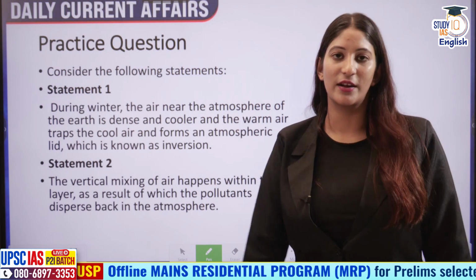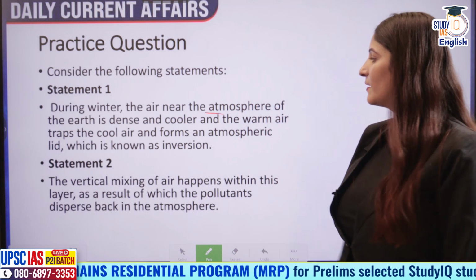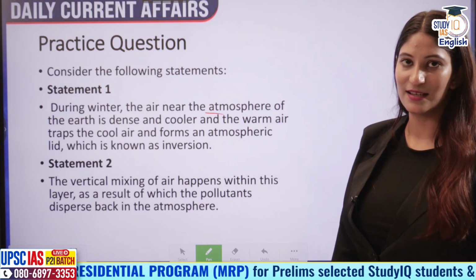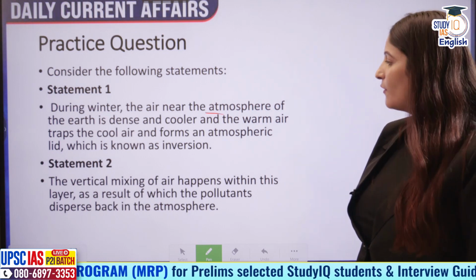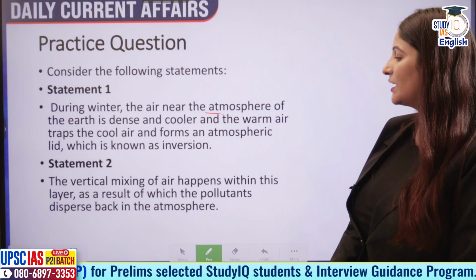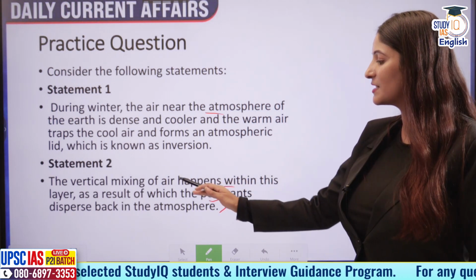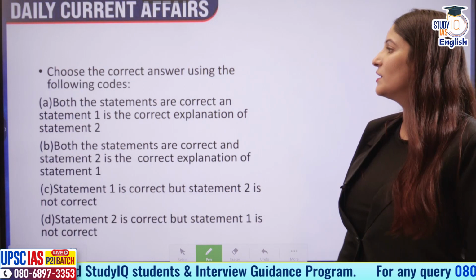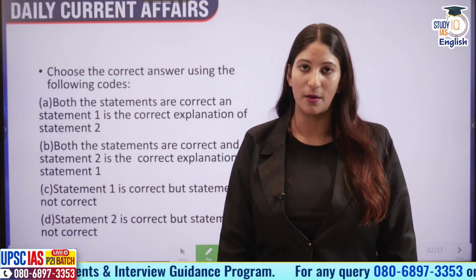Now, this is the practice question for you to solve. Consider the following statements. During winter, the air near the atmosphere of the earth is dense and cooler, and the warm air traps the cool air and forms an atmospheric lid, which is known as inversion. The vertical mixing of air happens within this layer, as a result of which the pollutants disperse back in the atmosphere. So choose the correct answer using the following codes. Alright, tell this to me in the comment segment.